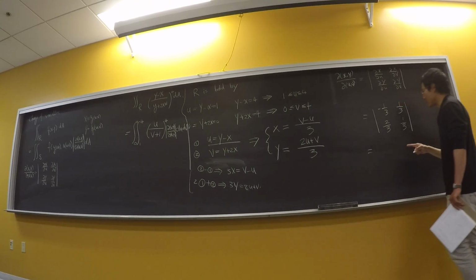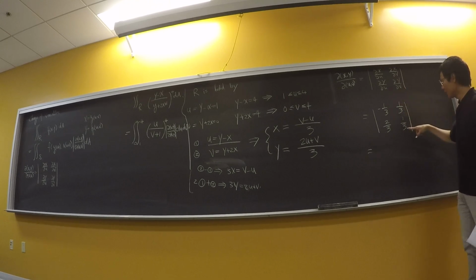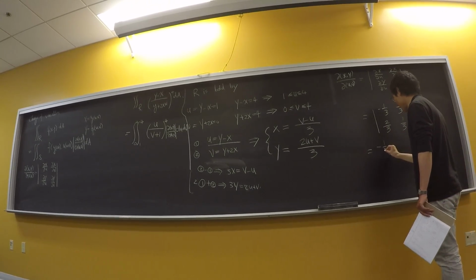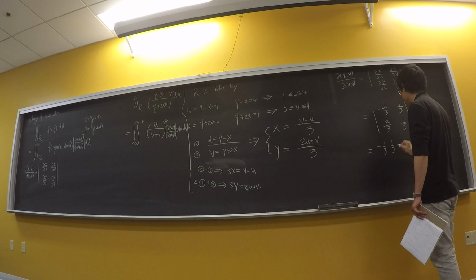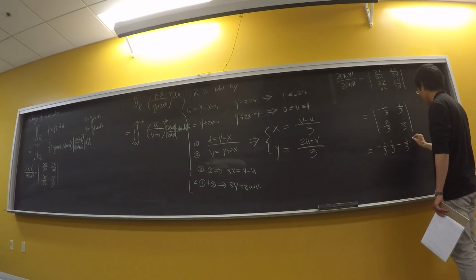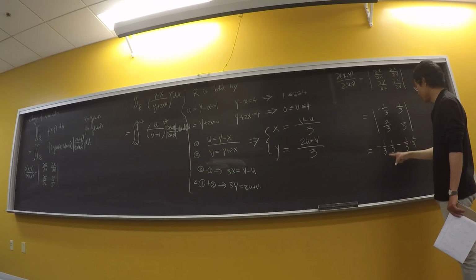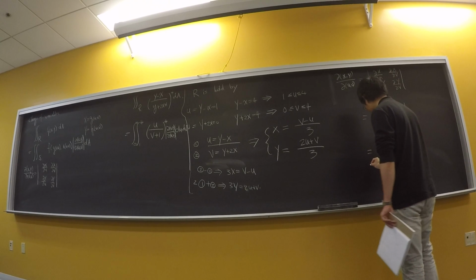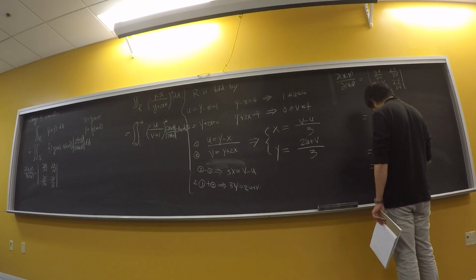And then we compute the determinant. It's going to be minus 1/3 multiplied by 1/3 minus 1/3 multiplied by 2/3. So in the end, I have minus 1/9 minus 2/9. So it's going to be minus 3/9. So it's going to be minus 1/3.